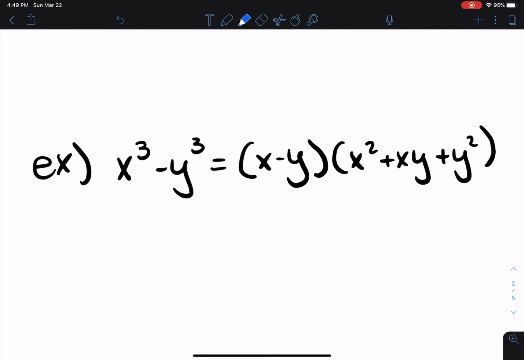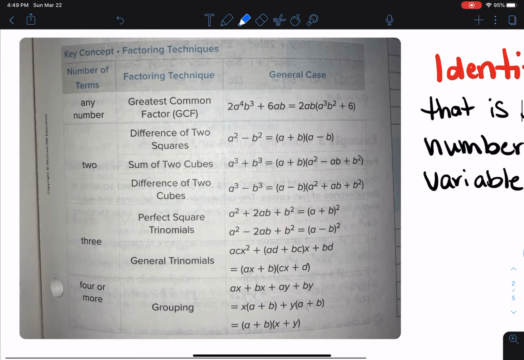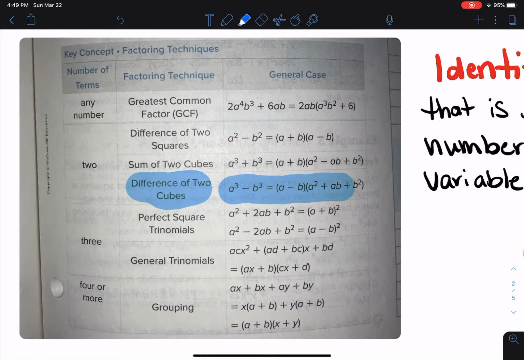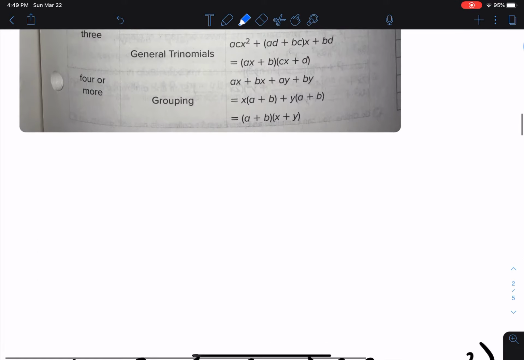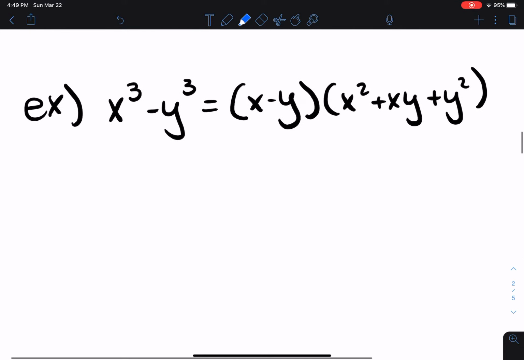So if you remember, this is the difference of 2 cubes. I'm not making this up. It is right here. Difference of 2 cubes. So we want to prove that this is true. We see right here that it says that they're equal, but why are they equal? We want to figure that out. So let's see why they're true.